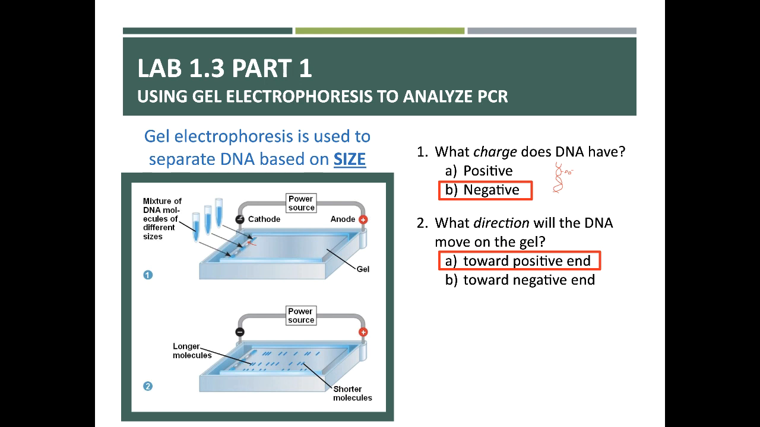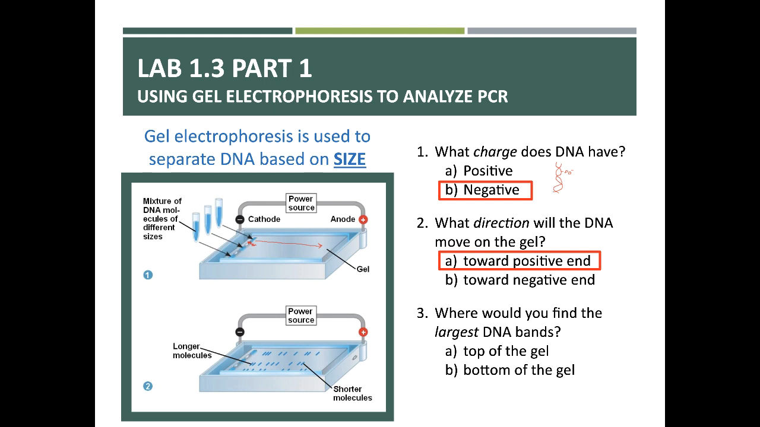So it has to be negative, positive, so that, let me scribble this out so we don't get confused, so that DNA runs in this direction in the gel. As we can see down here, this is what the gel looks like after the DNA has run through the gel. And the question here says, where would you find the largest DNA bands?